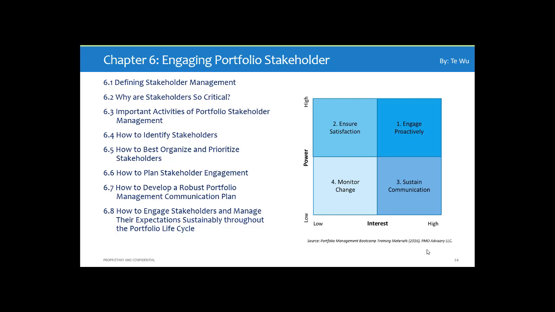And finally, you have the fourth group, which is the monitor change. These are people relatively low on the power, relatively low on the interest side. Again, it could be end users, for example. If it's a public work set of portfolio of engagements, these could be the general public in some cases. They are not particularly influential on the overall portfolio, and they don't really have too much concern and interest in it, but they may be impacting in some ways. So there, you want to monitor the change.